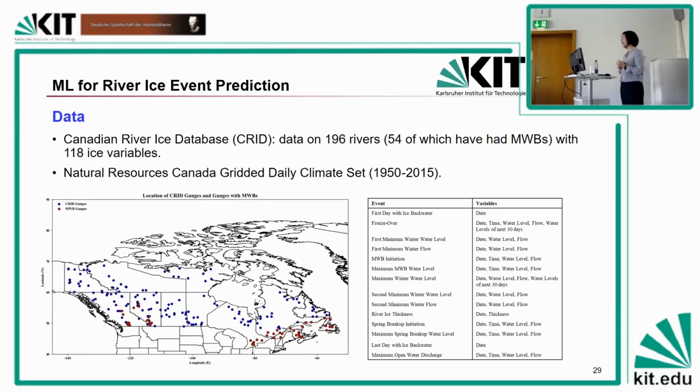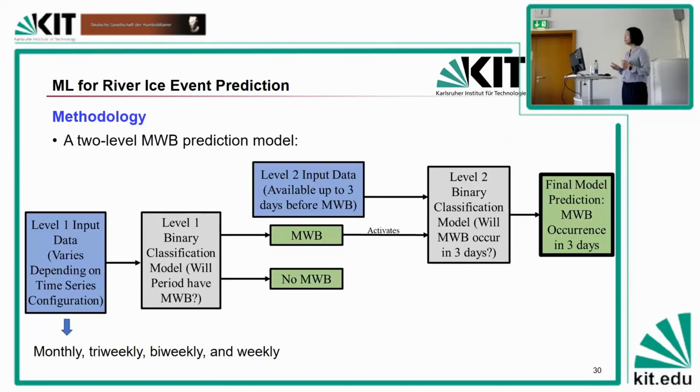We got a nationwide river ice database from them. So you can see this is the distribution of the river ice data sets. The red ones are the ones that had experienced midwinter breakups. We got a lot of data and we tried to predict when the midwinter breakup is going to happen.